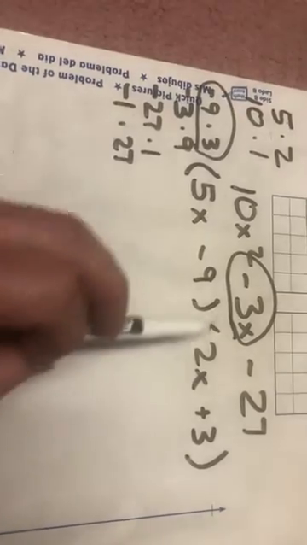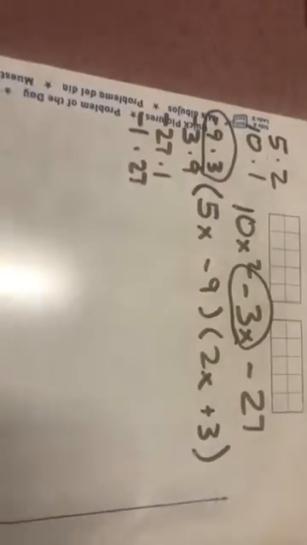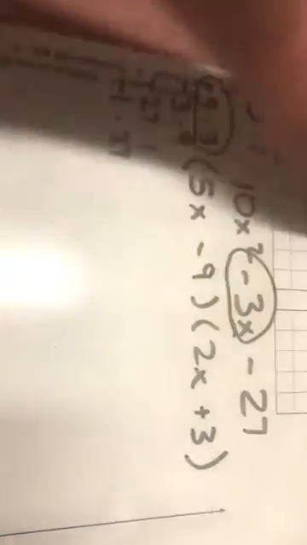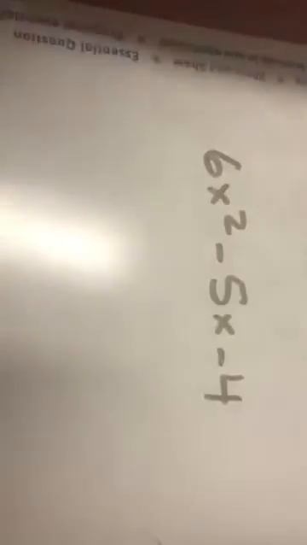A negative 18 and a positive 15 gives me a negative 3. And I knew that negative 27 could work with negative 9 and positive 3. All right, let's try one more. Once again, I'm not looking at the answer. So let's see what happens.